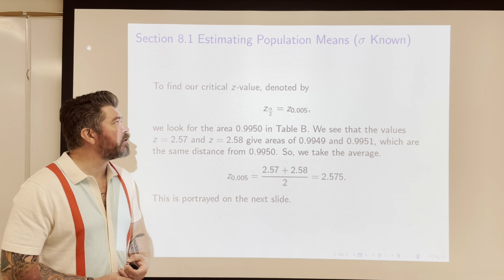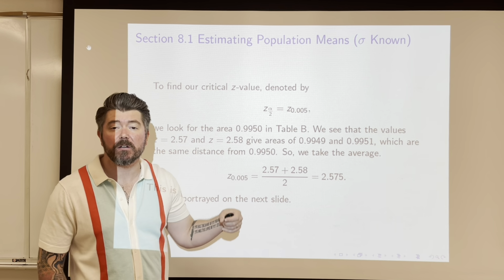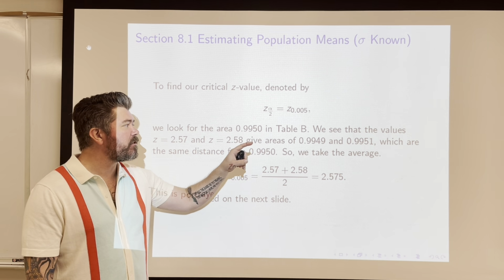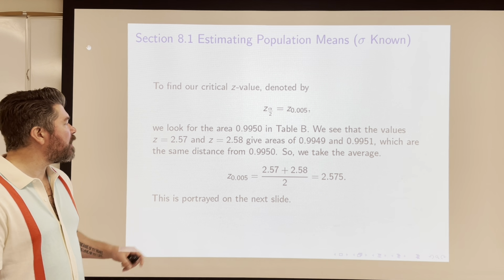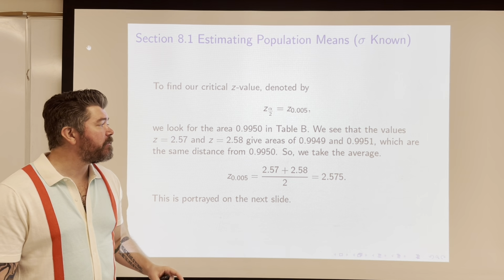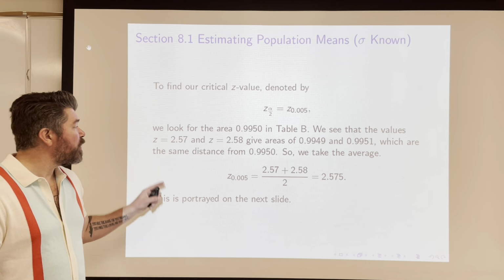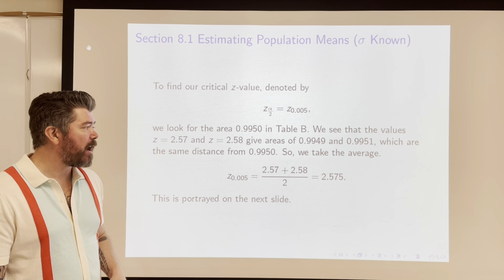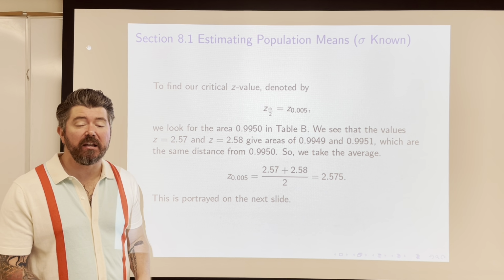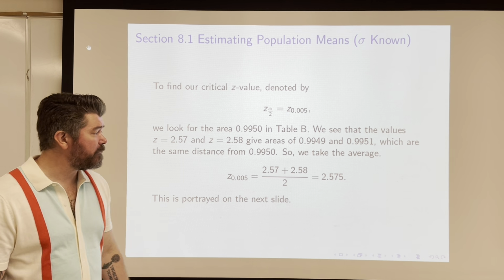Okay, so to find our critical z-value, denoted by z alpha over 2, where we know that alpha over 2 is 0.005, we look for the area 0.9950 in table B. We see that the values z equals 2.57 and z equals 2.58 give areas of 0.9949 and 0.9951, which are the same distance from 0.9950. So to find our z-value, we take the average. And again, we're using techniques from 6.4 here. So taking the average, we get 2.575.